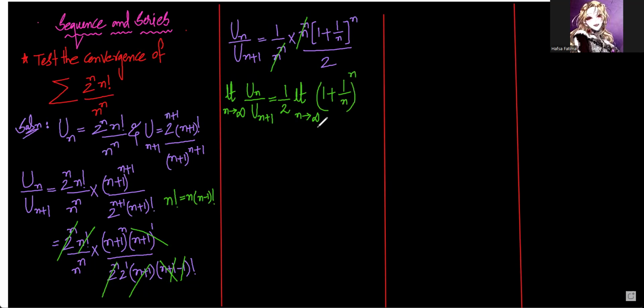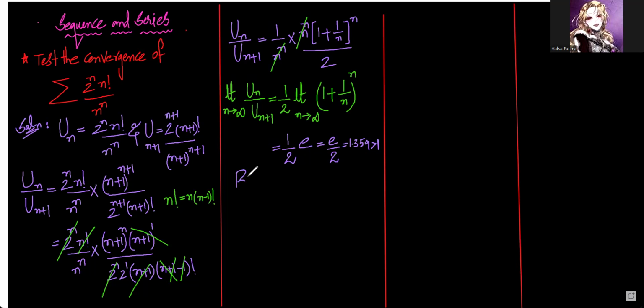Are you familiar with this formula? Yesterday we already did it in the Cauchy's root test. So what is this? This value is e. So e by 2. Do you have a calculator to find out? I am getting 1.3591, which is nothing but greater than 1 only.